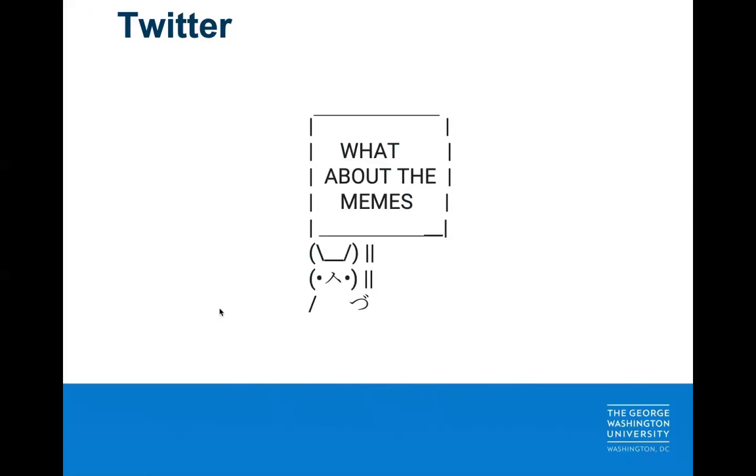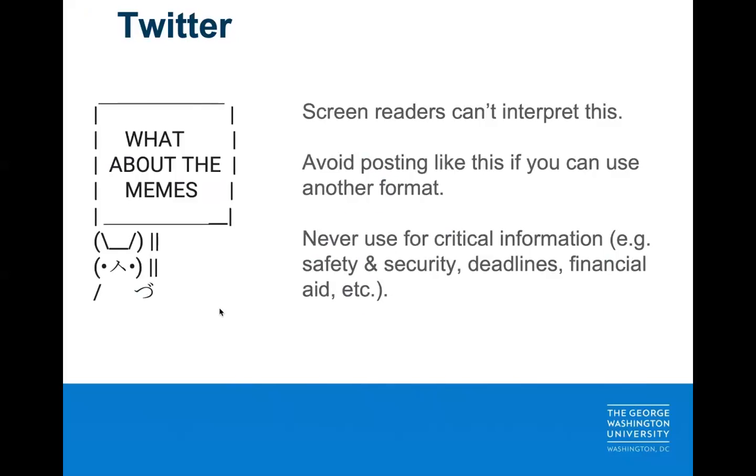What about the memes? What about these little character drawings that are everywhere? These are not very accessible. Screen readers can't interpret it. It actually reads all the characters individually, and the text is out of order. In this example, the text is separated by the spaces and the vertical lines. The screen reader can't interpret it like your eyes can. So our recommendation is to avoid these formats. If there's another way you can post it, if you can make the joke in another way, try to do that.